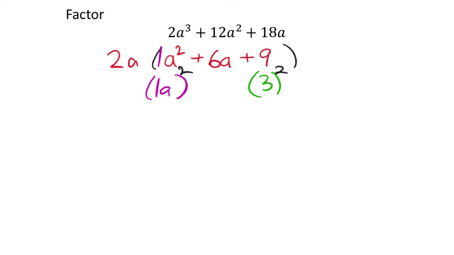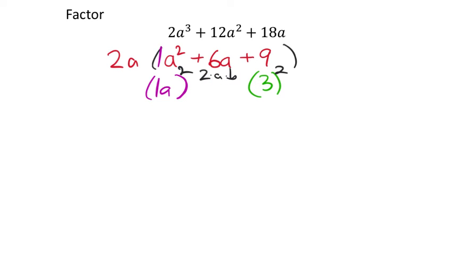Okay, now let's check. So the middle term should be 2 times a times b. And yeah, there is an a. Don't get that confused. But 2 times 1a times 3 would have given us 6a. So it's going to work.